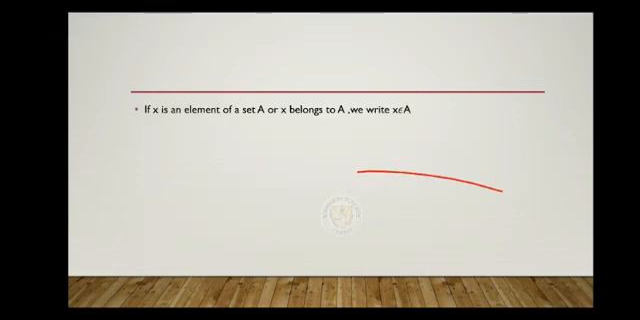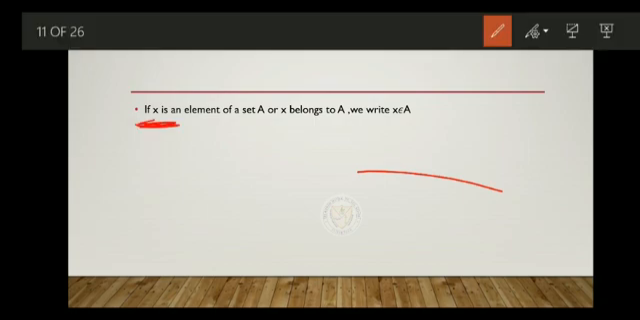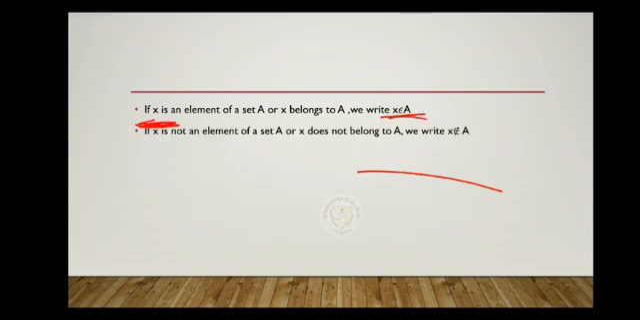So if X is an element of a set A, or X belongs to A, we write X belongs to A. If any object X is in set A, we can write X belongs to A. If X is not an element of set A, or X does not belong to A, we write X does not belong to A. We'll consider an example.